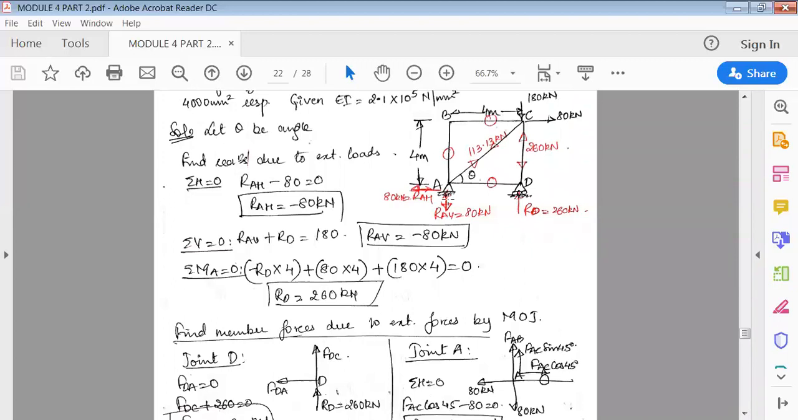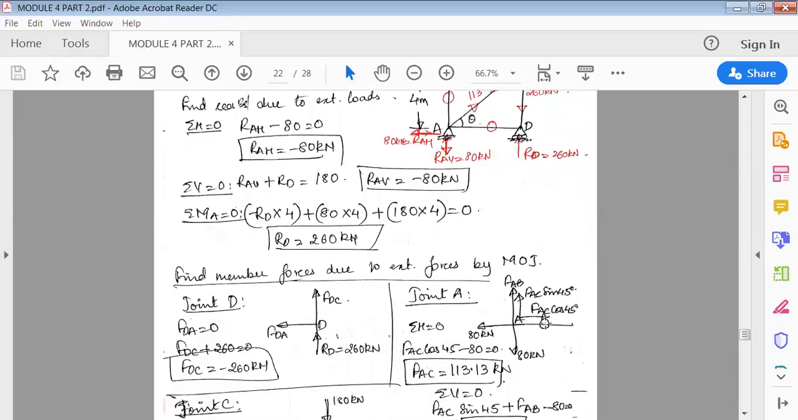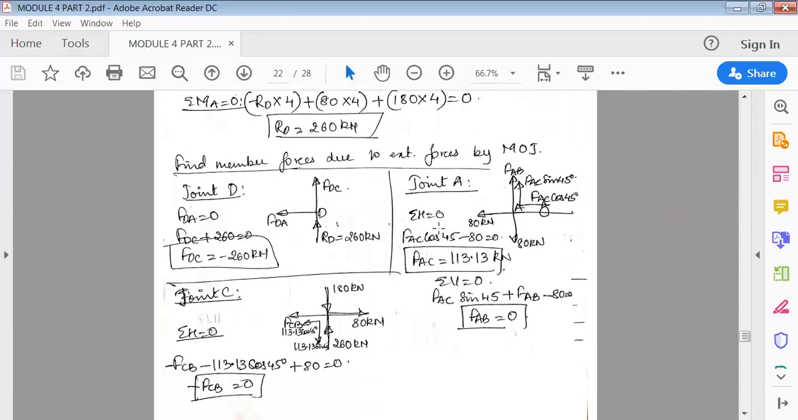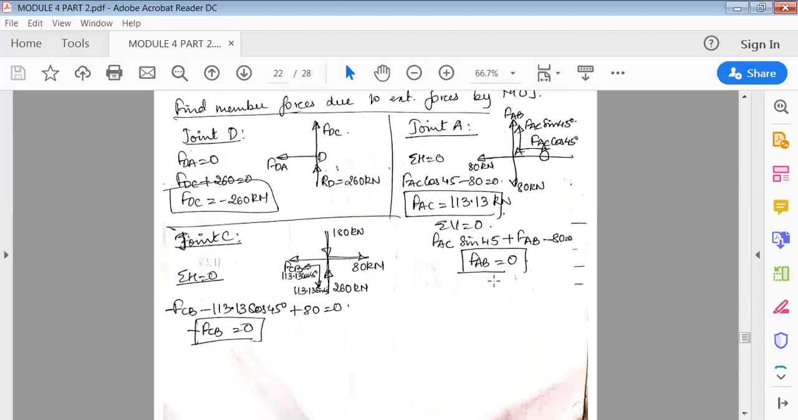Then there is 80 kilonewton acting downward, and to the left side there is another 80 kilonewton. So after this, find out summation H is equal to 0, summation V is equal to 0. Again, consider all the horizontal forces. This is FAC right side, FAC cos 45 minus 80 is acted to the left side, so plus 80. So FAC is 113.